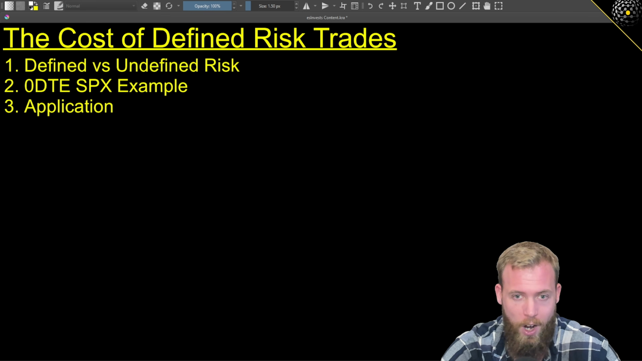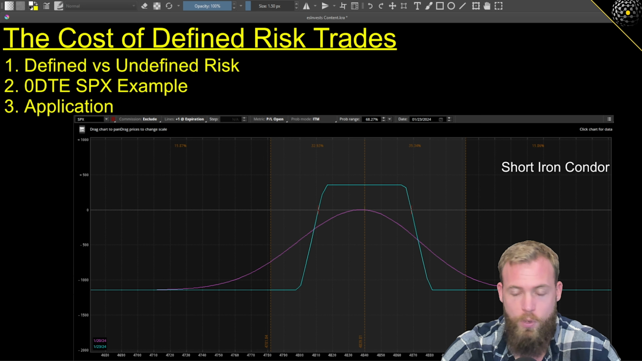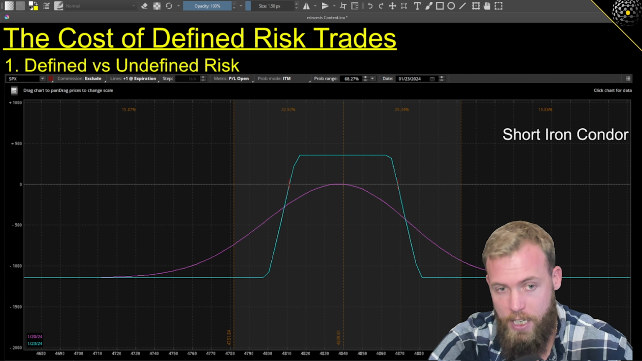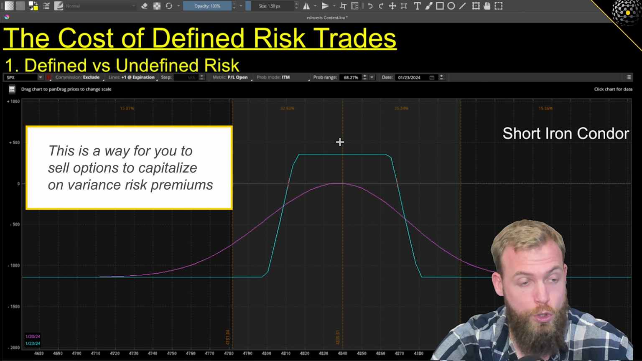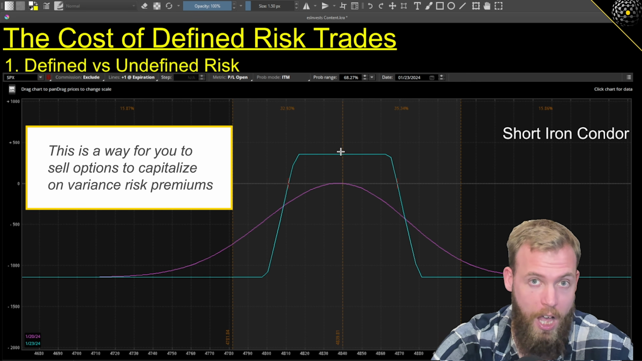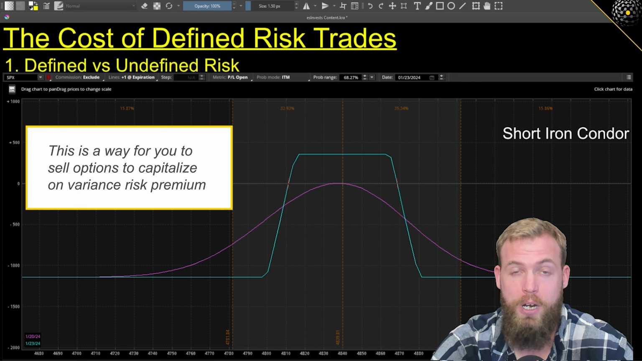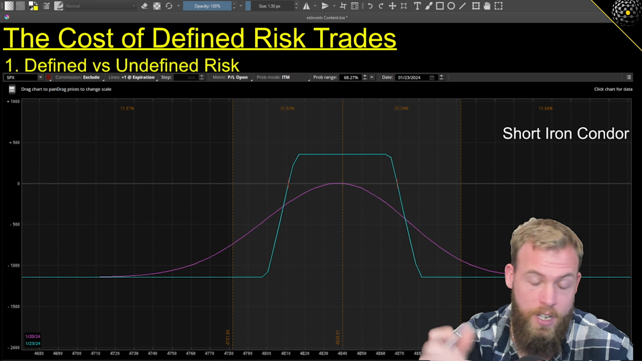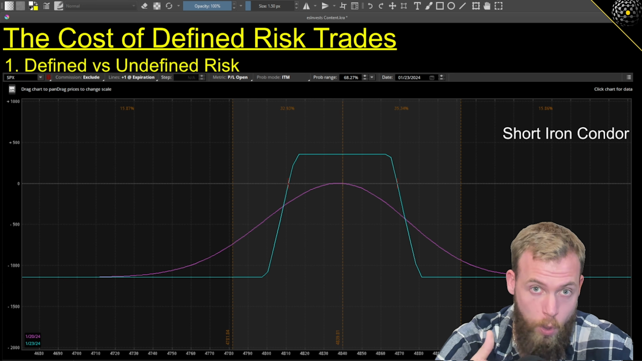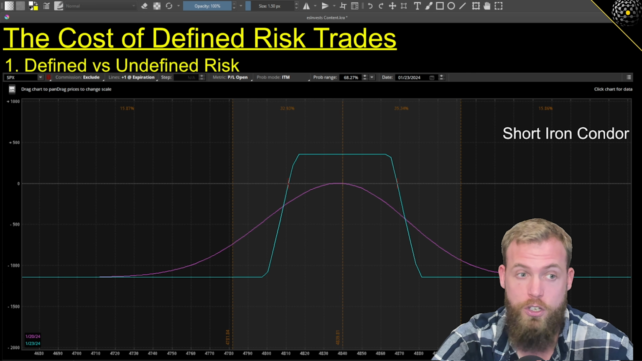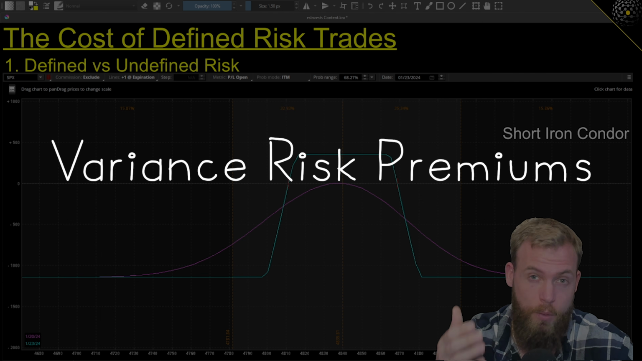So real quick upfront recap together. Defined versus undefined risk trades. It is pretty simple. When we think about a defined risk trade in this context, we're going to look at short iron condors. And this is a way for you to sell options to capitalize on variance risk premiums, which if you're unfamiliar with what that is, I'll throw a link in the notes below for you to check out. But when we're trading short premium ZeroDTE strategies, that's essentially what you are trying to capture, variance risk premiums.